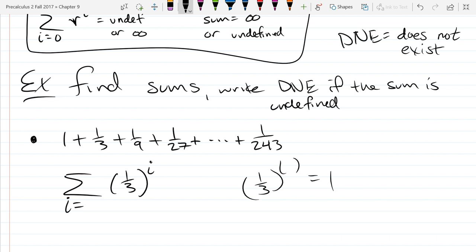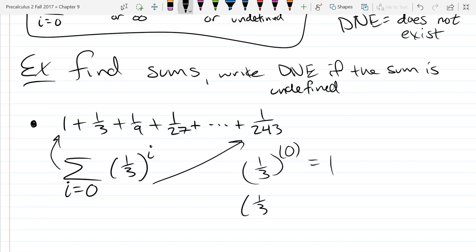Zero. Was that question too easy? All right, so we're starting at 0, so we get the correct initial term right there. Now we're going to figure out a final term, so I want to match up over here. So 1/3 to what power is 243?